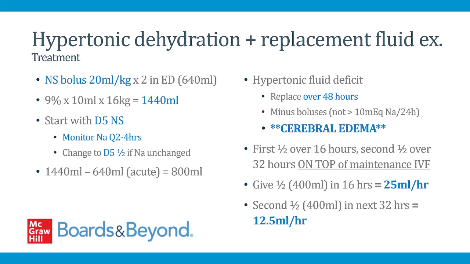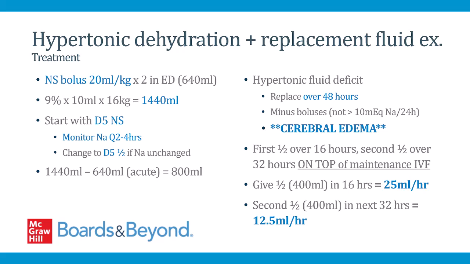In the emergency department, she is given 2 normal saline boluses of 20 mL per kilo. This equals 640 mL. We calculate the fluid deficit by multiplying the percent dehydrated by 10 mL by the weight, which equals 1,440 mL. Even though this is hypernatremic dehydration with a sodium level of 150, you should still begin fluid replacement with D5 normal saline. If sodium levels are markedly elevated, such as greater than 160, consider starting with D5 half normal saline.